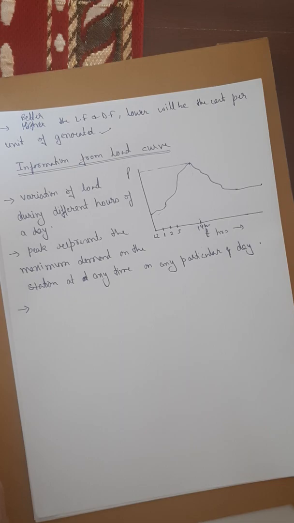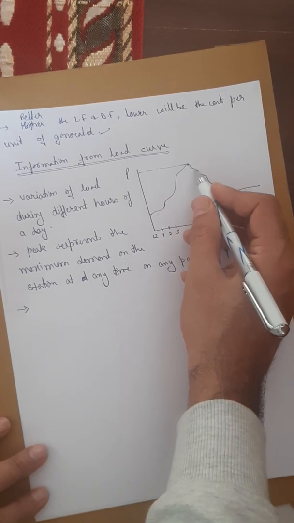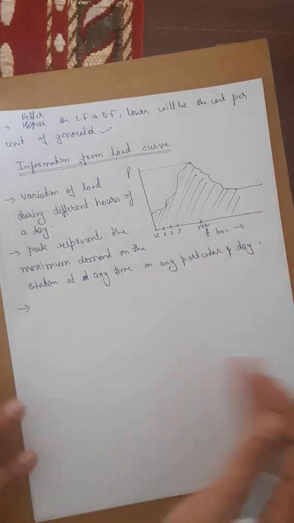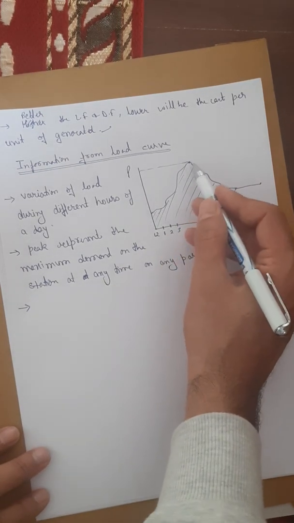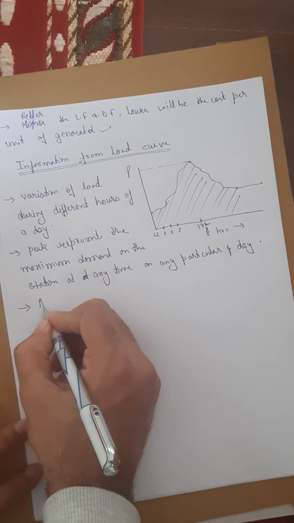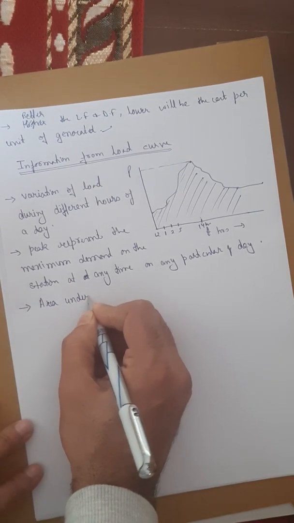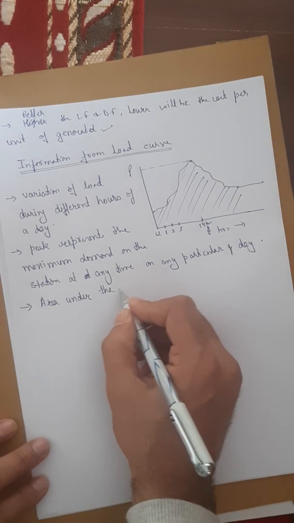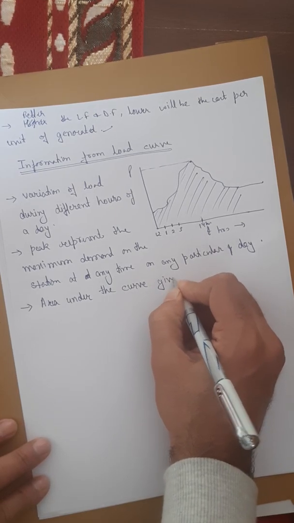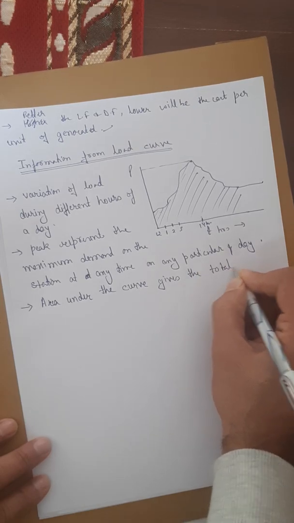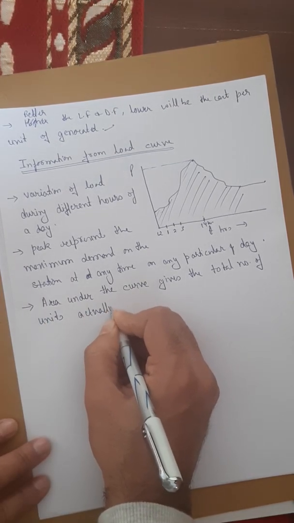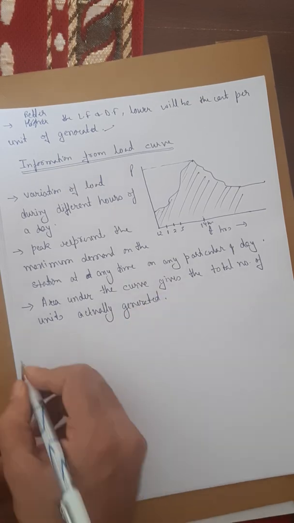What is the third point? Look, what is the area under the curve? The area under the curve is this portion. It will give you the total number of units generated, in kilowatt hours. The area under the curve gives the number of units actually generated. So this is the third point.